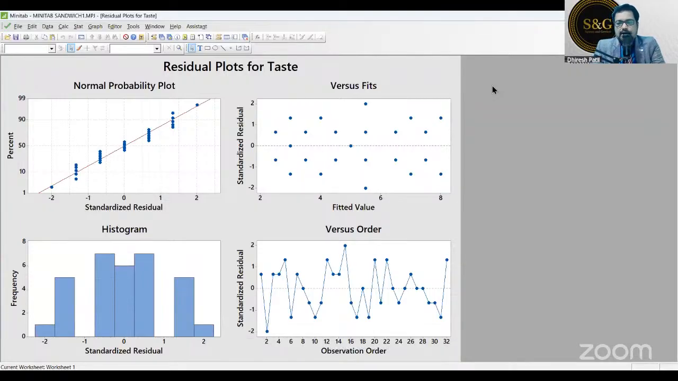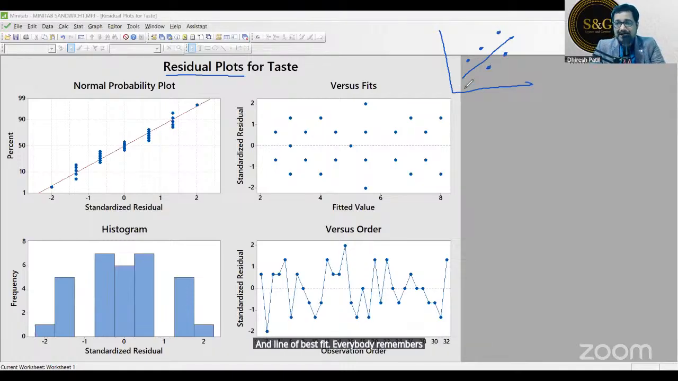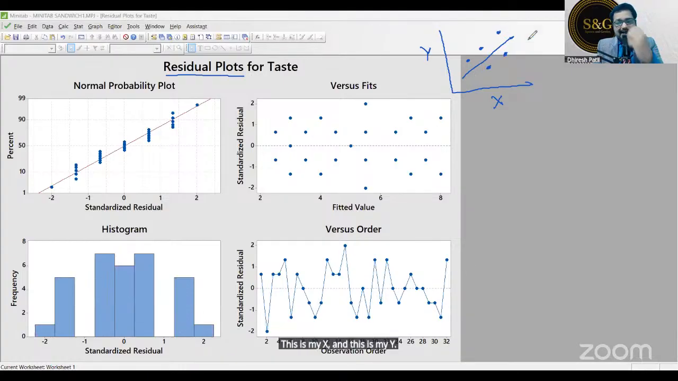Yes. Now what is residual? Let's try to understand this. What is residual? Everybody remember the regression analysis, correct? And line of best fit. Everybody remember this line of best fit and regression. This is my X and this is my Y. Yesterday we saw that, correct? Now, what is residual? The distance between the actual value and the line of best fit.